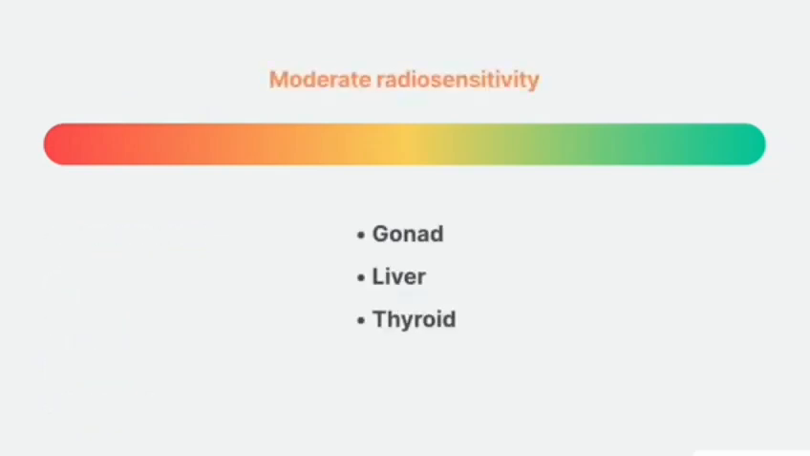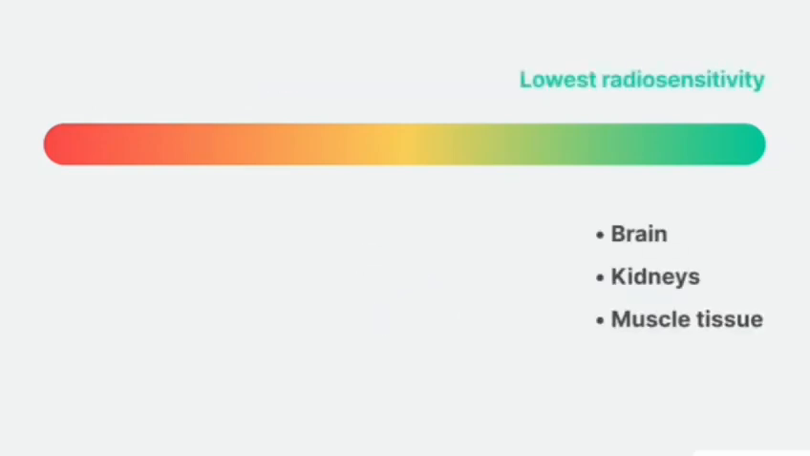Some tissues with moderate radiosensitivity are the gonads, liver, and thyroid. And finally, some tissues with the lowest radiosensitivity are the brain, the kidneys, and muscle tissue. These tissues are the least likely to experience the damaging effects of radiation, like cell death or cell mutation. In other words, it takes much higher radiation dose for these tissue types to be harmed. These tissues have the lowest concentration of immature, unspecialized, rapidly dividing cells.